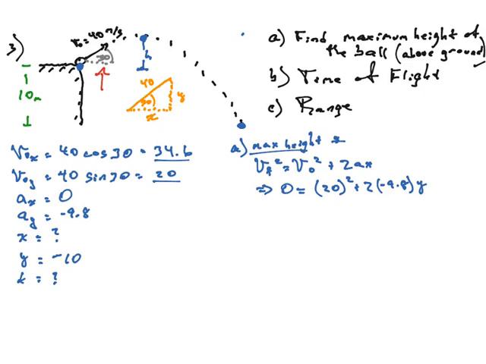But anyway, here we go. There's my equation. I've got all my numbers plugged in. So just rearrange things to solve for y. Bring the 20 squared over, so negative 400 equals 2 times negative 9.8 is negative 19.6 times y. I want to get y by itself, so divide it over. I get y equals 400 over 19.6, which is 20.4.